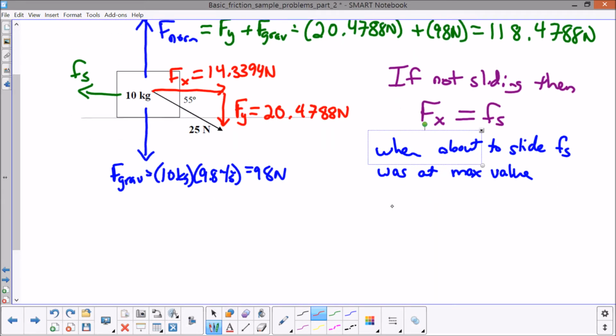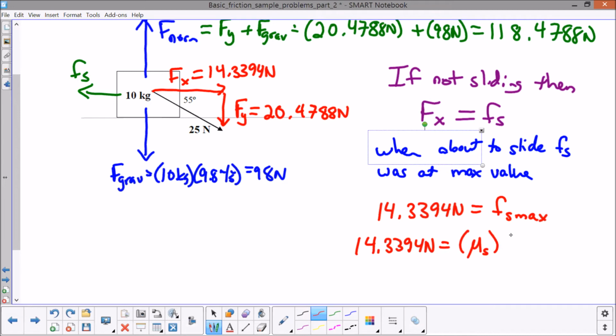This means that in this case, we know that it was about to slide when the x component of the applied force was 14.3394 newtons, and that had to equal the maximum value of static friction. So 14.3394 newtons equals, again, the maximum value of static friction, which is the coefficient of static friction times the normal force.